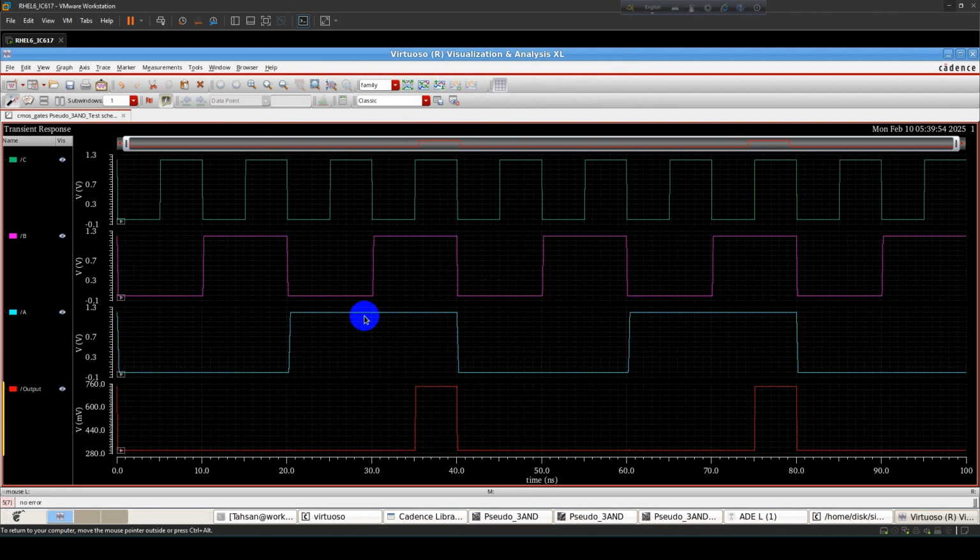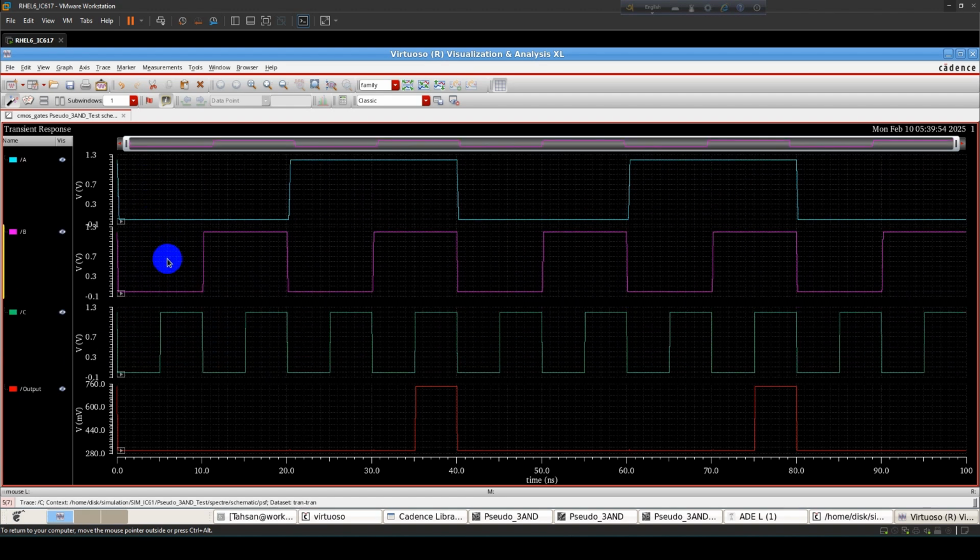It shows that when three inputs are high, the output is high, and when three inputs are low, the output is low, and for any other combination the output is low logic.